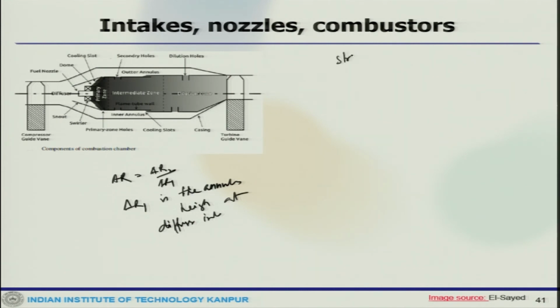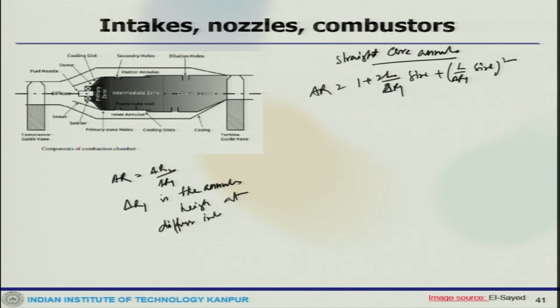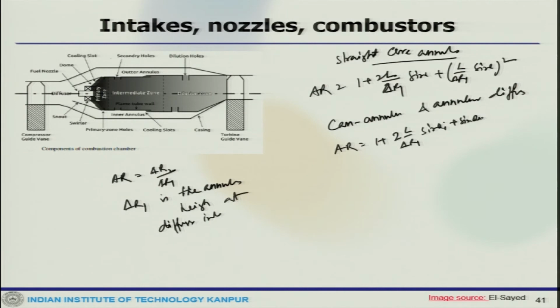Now for straight core annular, the area ratio is 1 plus 2L by delta R1 sin theta plus (L by delta R1 sin theta) square. And then if it is an annular diffuser, then the area ratio could be 1 plus 2L by delta R1 (sin theta I plus sin theta naught) plus (L by delta R1 (sin theta I plus sin theta naught)) whole square.